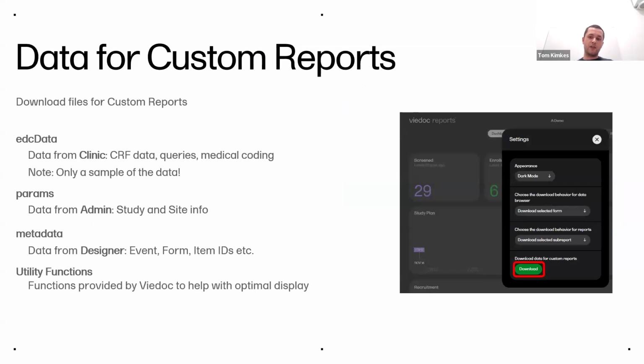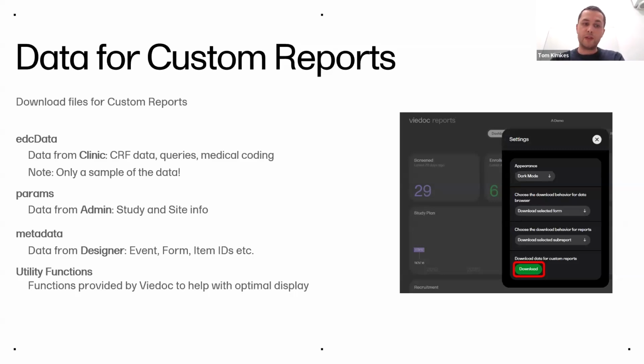So if you have R installed on your machine, then you still need to have some data to work with. The data can be obtained from Viedoc Reports. From the settings menu, there's a download button. This downloads a zip file, which contains a number of files. The one that you will probably be working with the most is the EDC data.